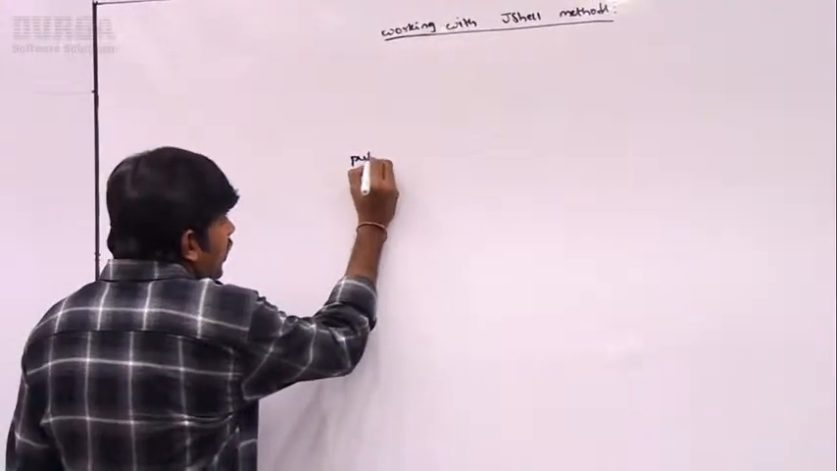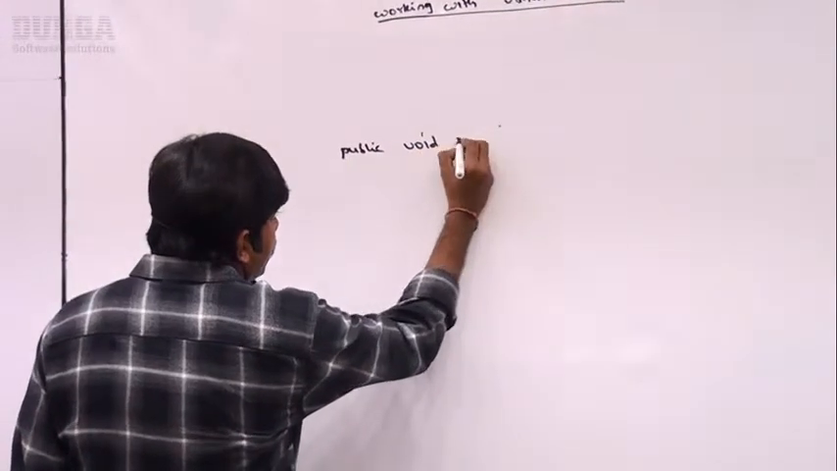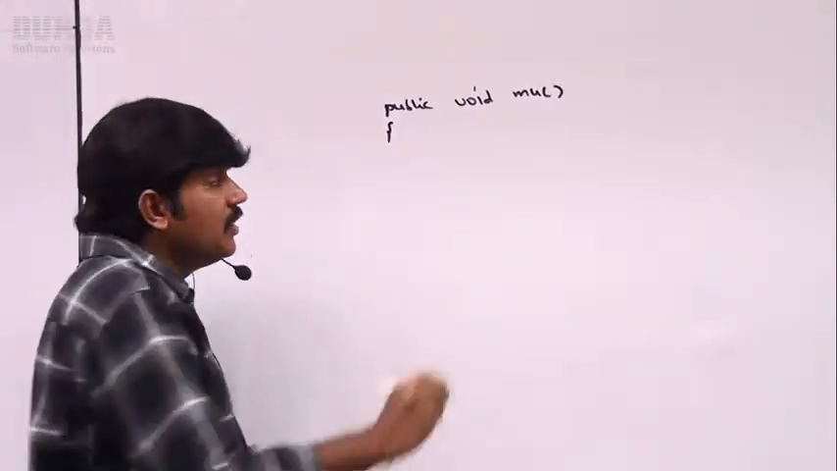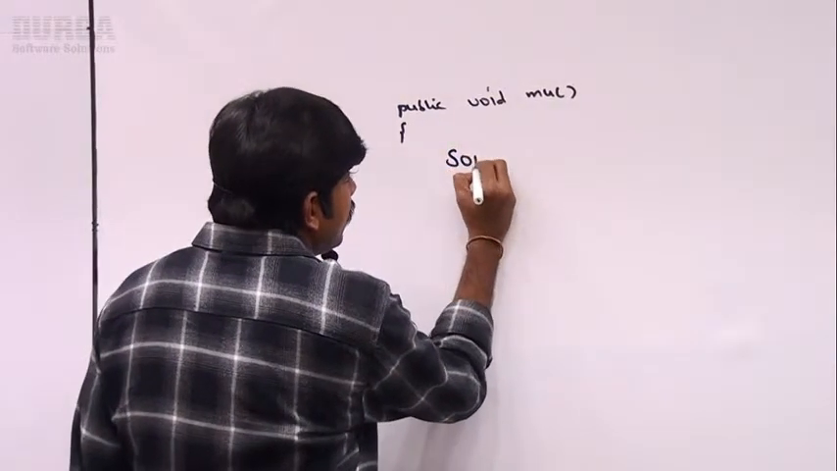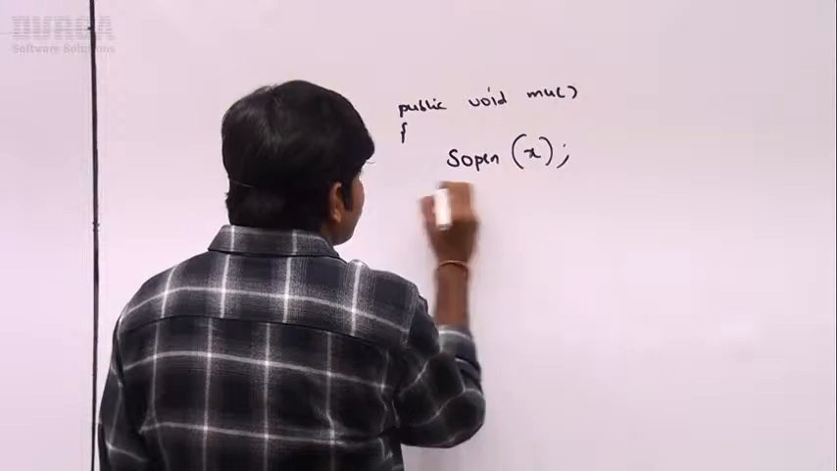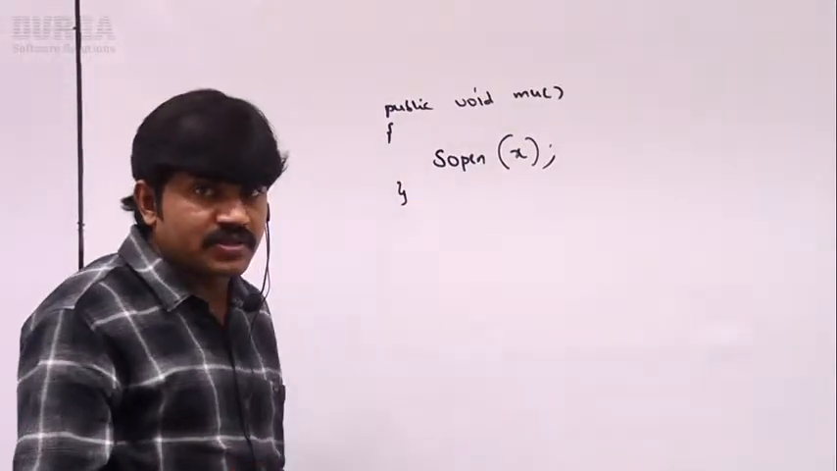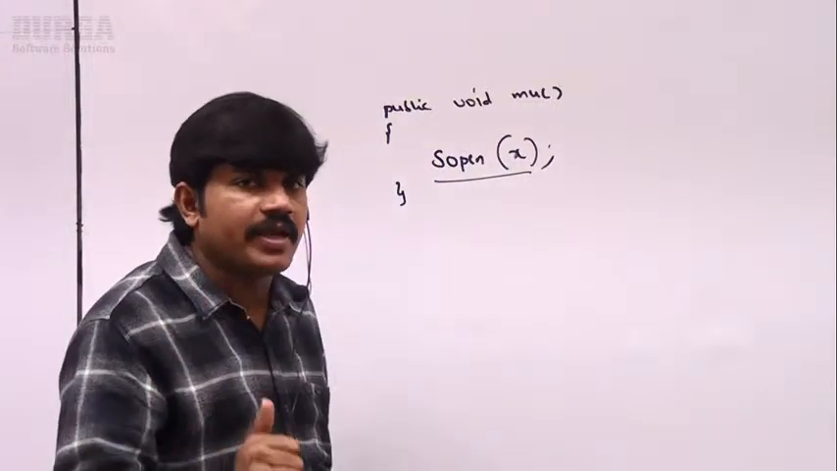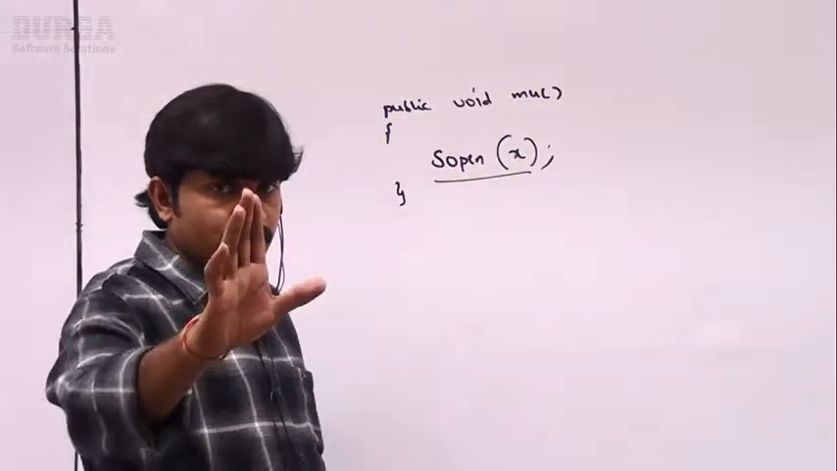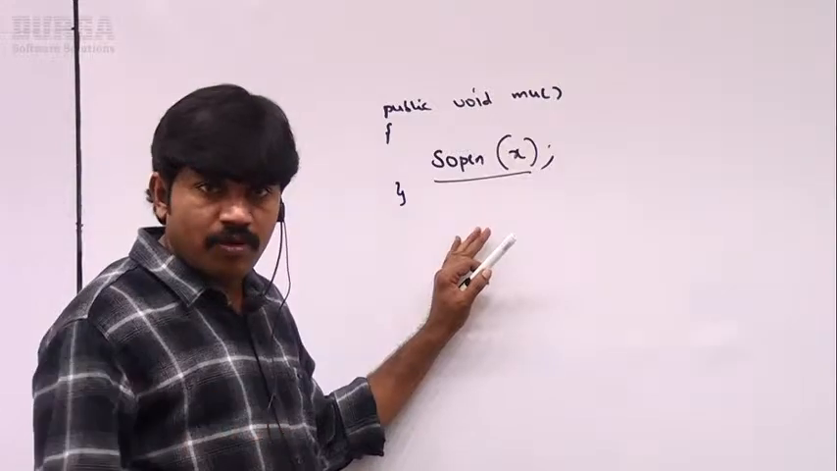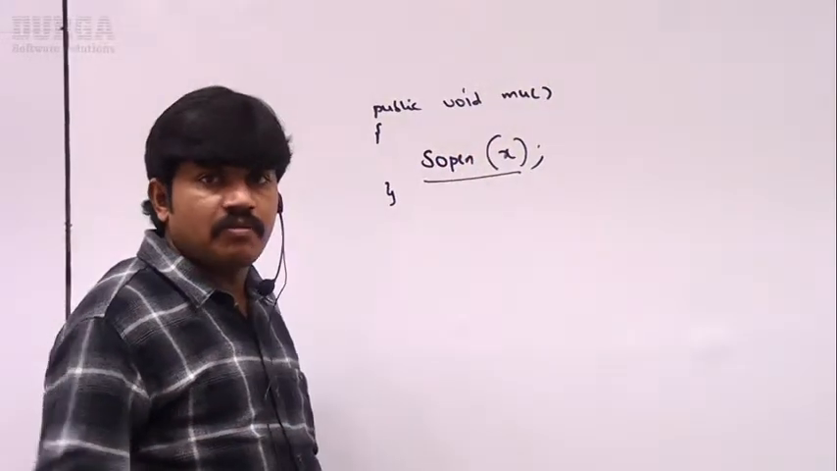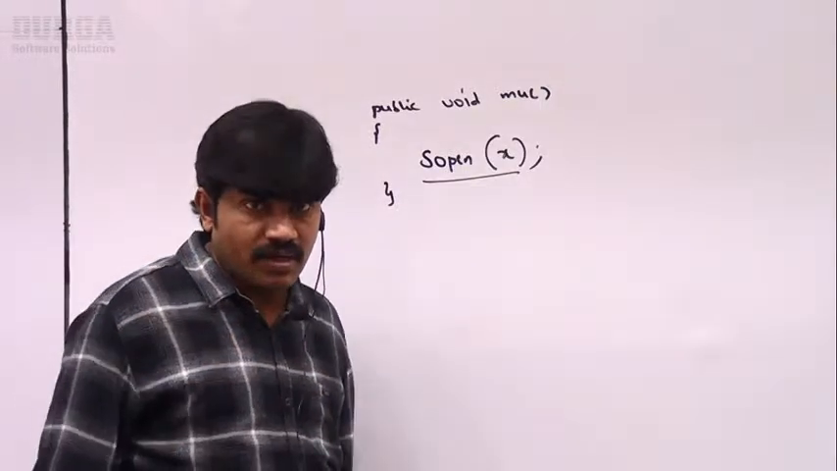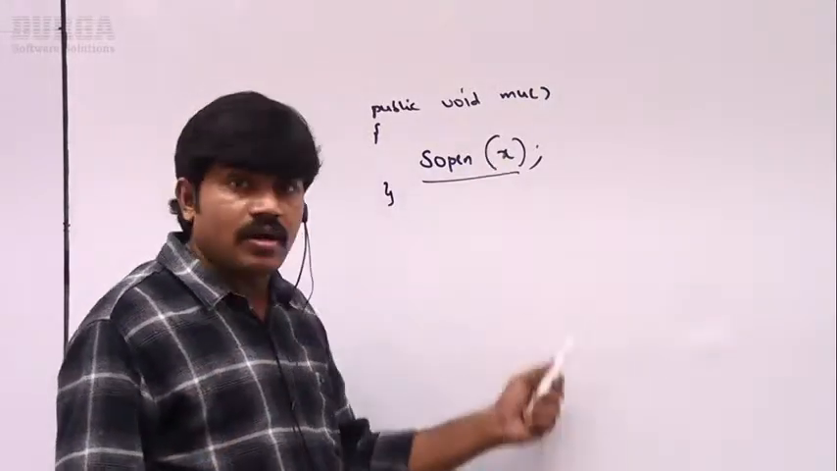Observe, I'm taking a public void m4 method. Here System.out.println of x. But I didn't declare x. What will happen? JShell is simply going to say, anyway, I'm accepting, no problem. But if you want to call this method, first you compulsorily have to declare this variable x, then only you can call. Otherwise, you are not allowed to call it, right?